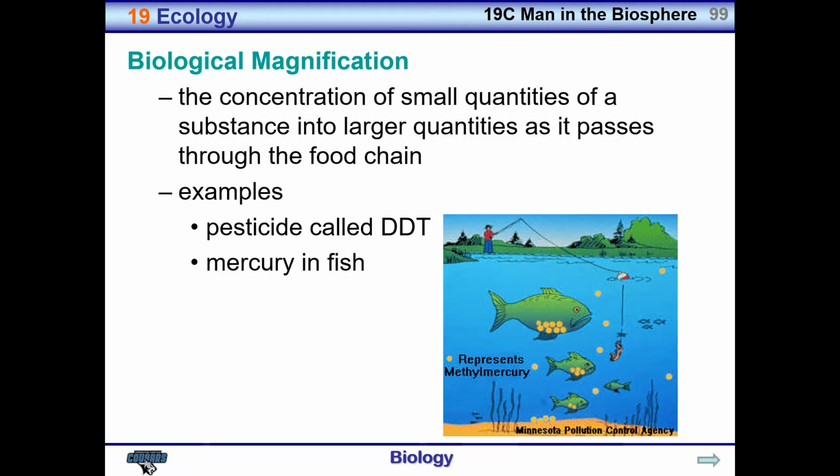And this diagram that I have here is actually from Minnesota, but the same idea. The mercury compounds would be on the bottom, and the smaller fish would eat that, which in turn would be eaten by bigger fish, and those in turn by bigger fish.